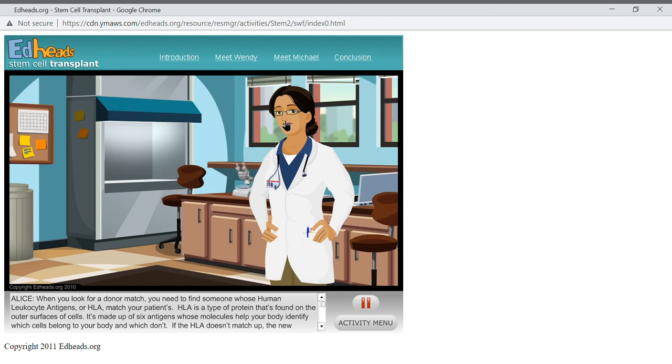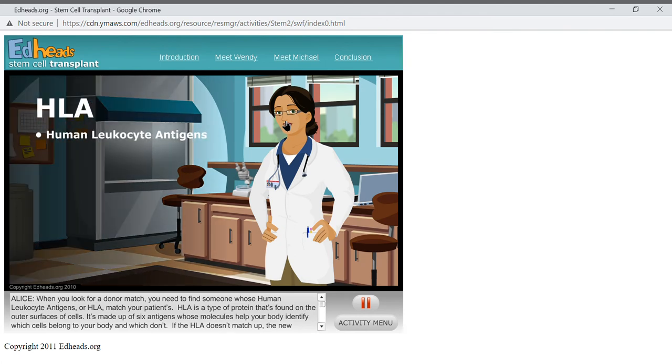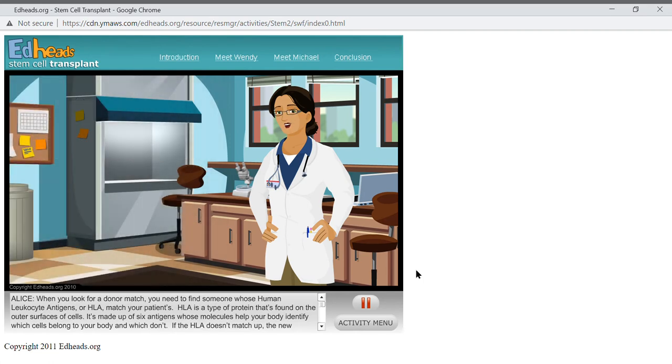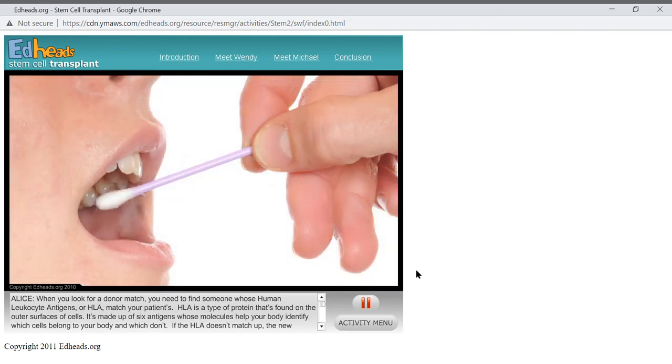When you look for a donor match, you need to find someone whose human leukocyte antigens, or HLA, match your patient's. HLA is a type of protein that's found on the outer surfaces of cells. It's made up of 6 antigens whose molecules help your body identify which cells belong to your body and which don't. If the HLA doesn't match up, the new immune system being given from the donor will identify the patient's cells as not belonging in the body and attack them. Wendy has 2 sisters, so we'll begin by testing them. Wendy's sisters start with a simple cheek swab.